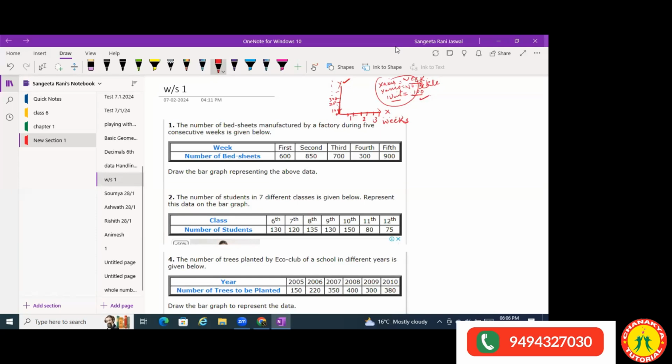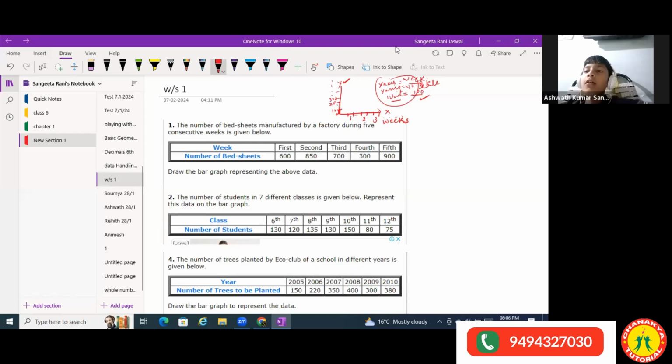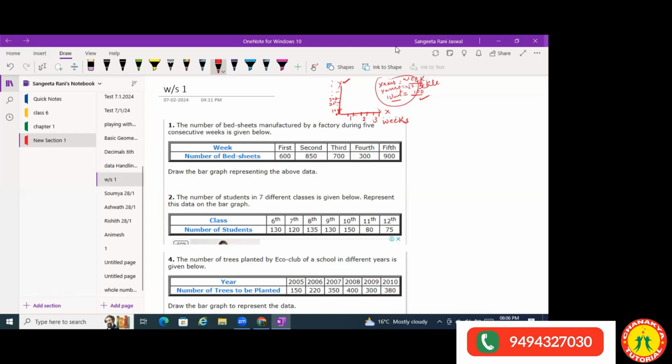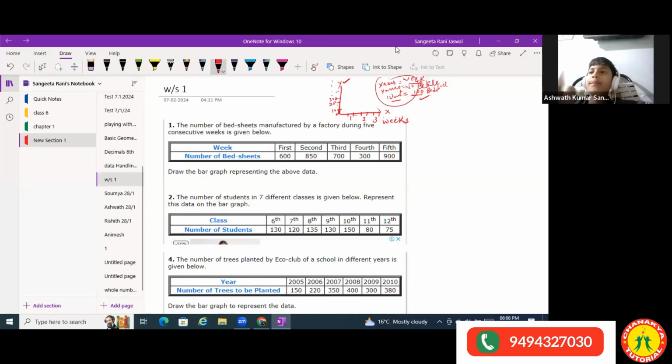Ma'am, if it is tens places, 10, so we should write unit is equal to 10. Which unit? In this one? 1 unit is equal to 100 bed sheets. The name of the item you should write. Okay, ma'am. Okay, in this case, done.